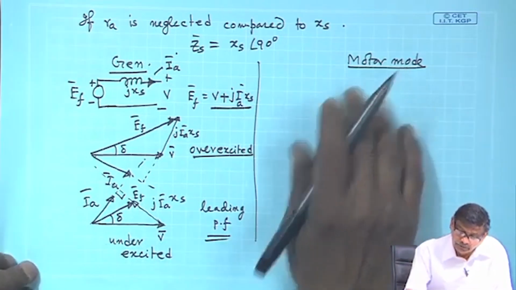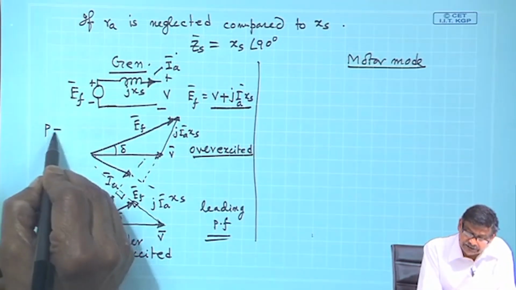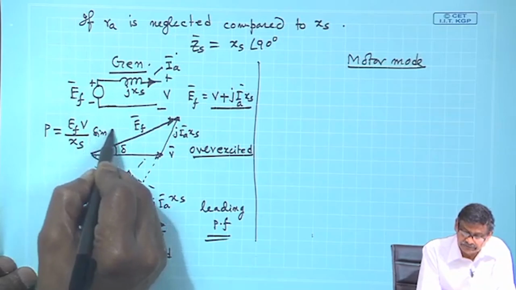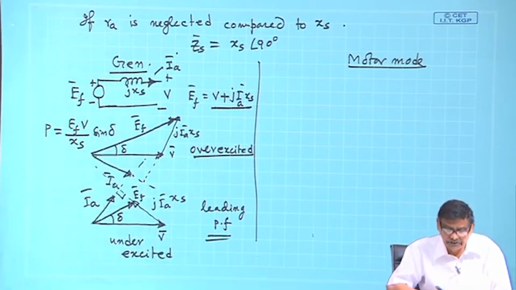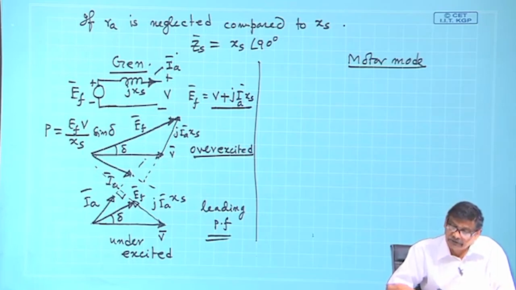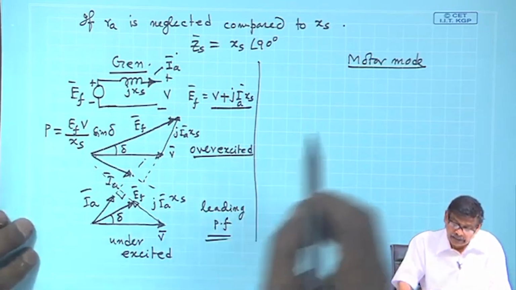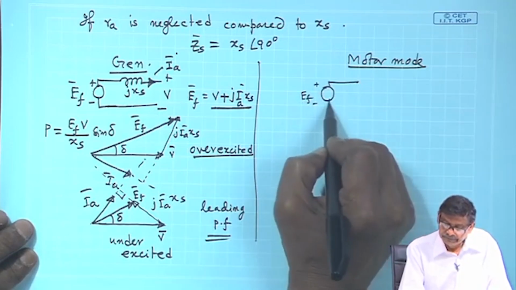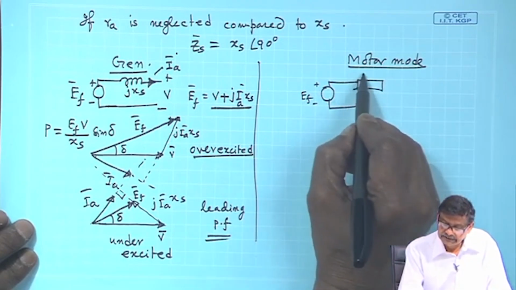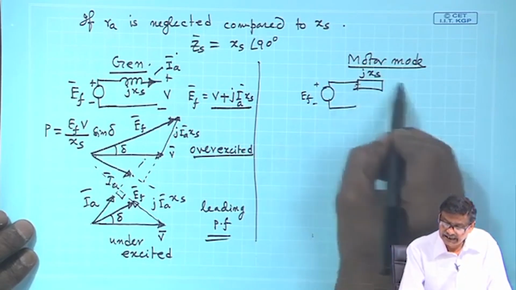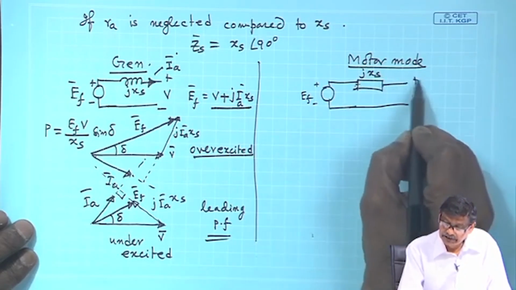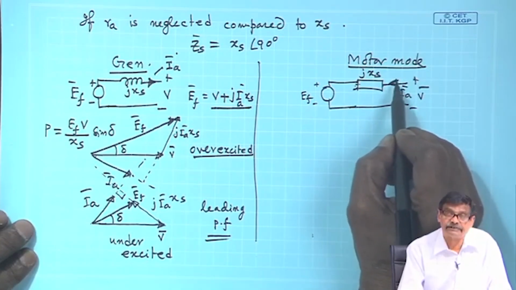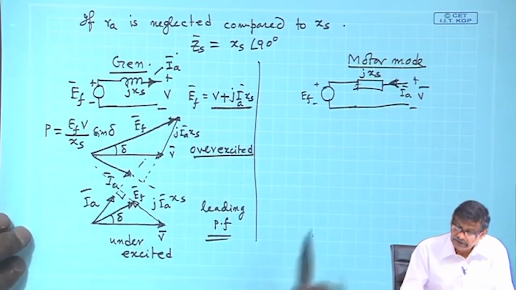In case of motor mode, what is the expression of real power drawn by the machine? It will be simply E f V by X s sin delta, that is all. I am not writing the expression of Q, that can be easily found out. In case of motor mode, so first you draw this E f, here is your Z s. Z s means only J X s reactance, and here is your supply voltage V, and it draws a current of I A. This assumption of current direction is important, you can just compare.